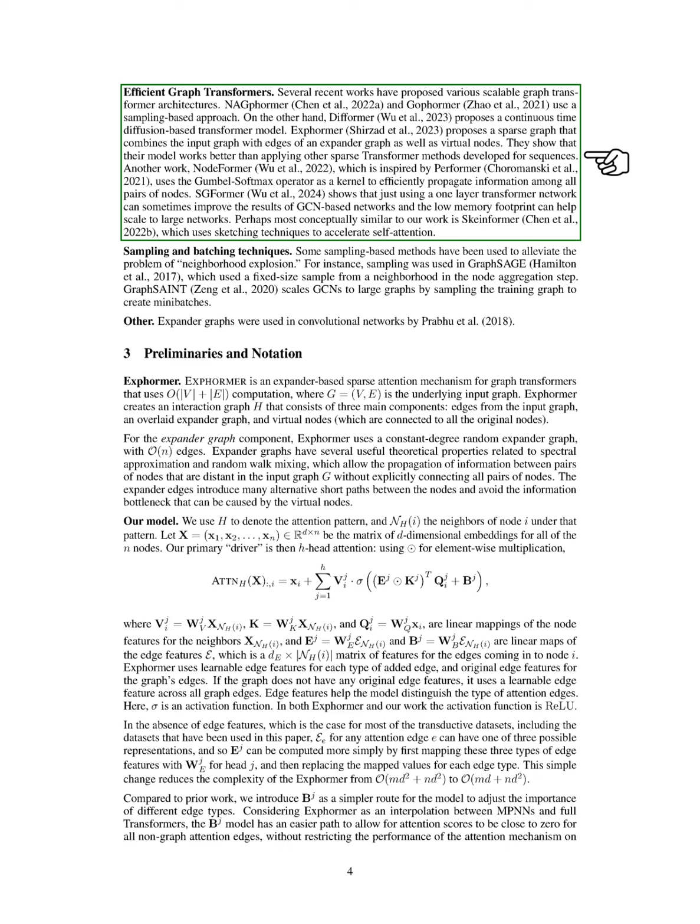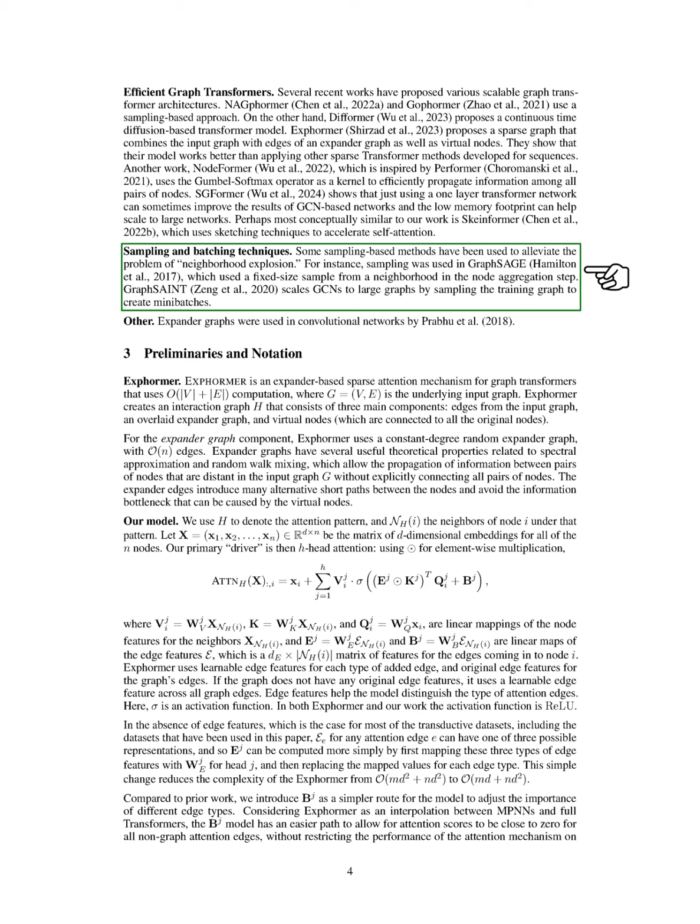NodeFormer, inspired by Performer, employs the Gumbel softmax operator for efficient information propagation among nodes. SGFormer shows that a single-layer transformer can enhance results from GCN-based networks while maintaining a low memory footprint, making it suitable for large networks. SkeinFormer is conceptually similar to our work, as it uses sketching techniques to speed up self-attention.